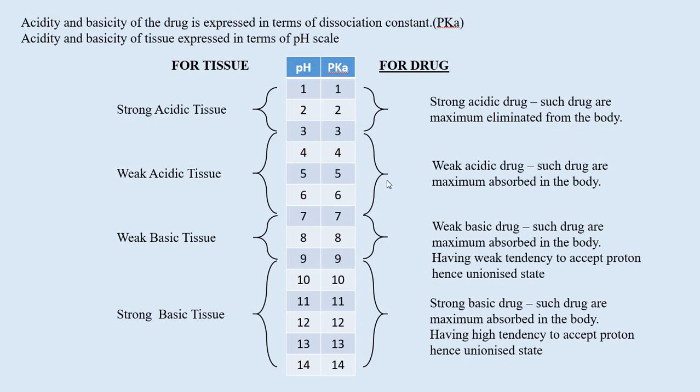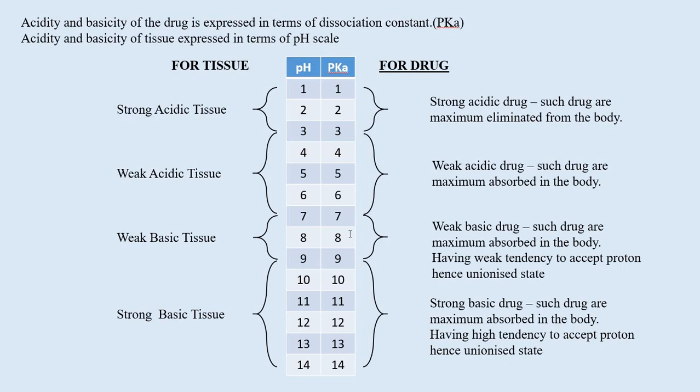Second one, weak acidic drug. The pKa value for a weak acidic drug is 4 to 7. If any drug has a pKa value between 4 to 7, then it comes under weak acidic drug. Such drugs are maximally absorbed in the body. Why? Because the maximum amount of that drug is in unionized form, and it easily crosses the biological barrier and is absorbed in the systemic circulation.